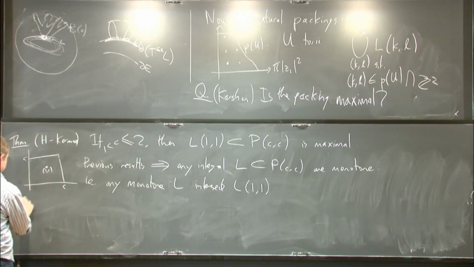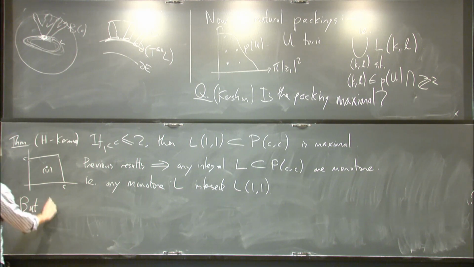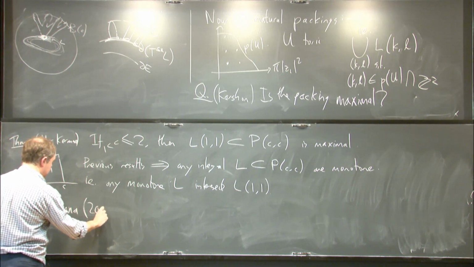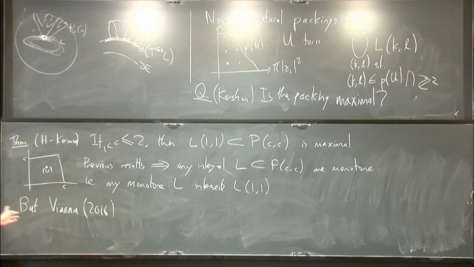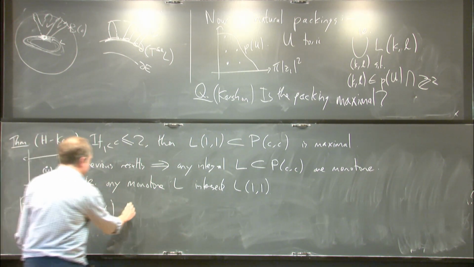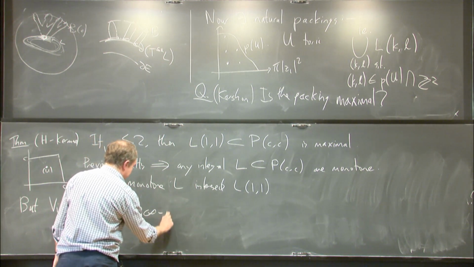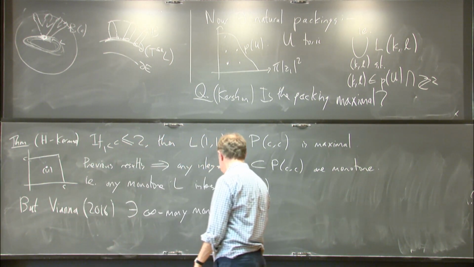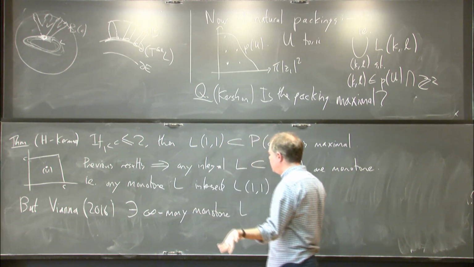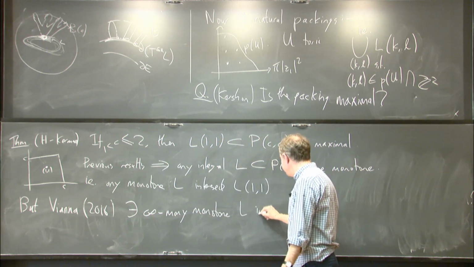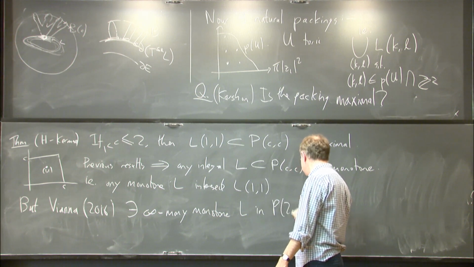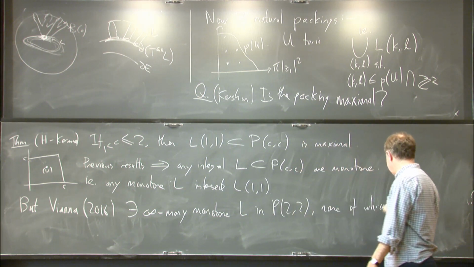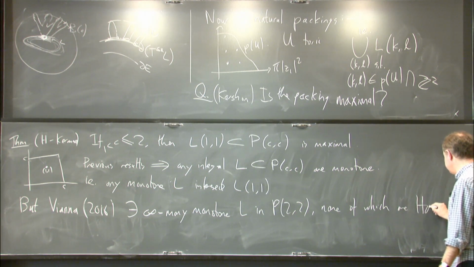Right, but the catch is, according to Vienna, maybe 5 years ago, 2016 maybe, there exist infinitely many monotone L in P22, none of which are Hamiltonian isotopic.